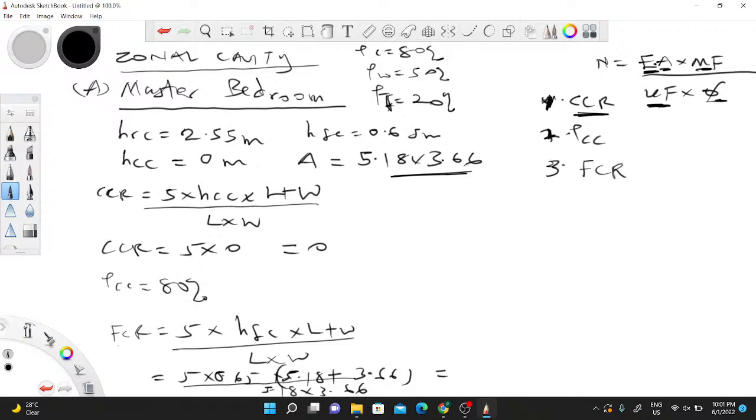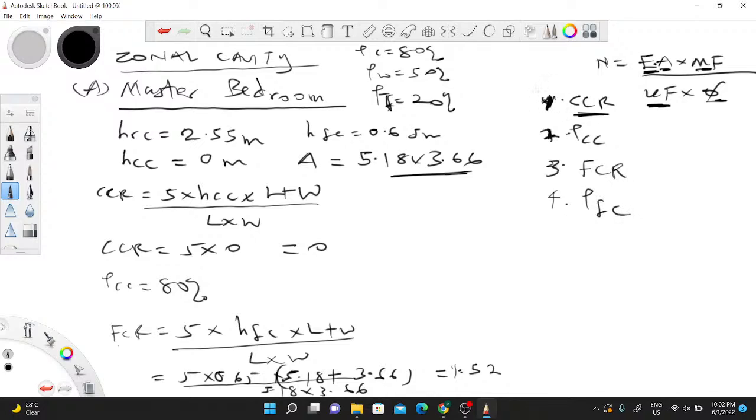So you're supposed to get 1.5, 1.52, 1.52, 1.515, 1.5. So this is my FCR. So what do we need FCR for? We need FCR to find row FC.